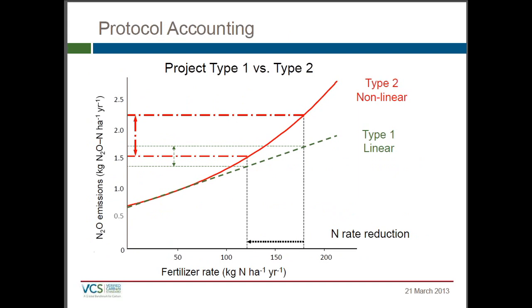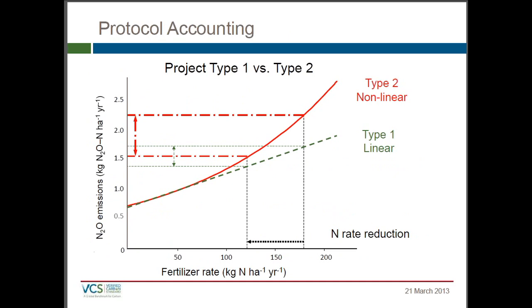So on the x-axis, you can see there's N fertilizer rate in units of kilograms of nitrogen per hectare per year, and on the y-axis, you can see nitrous oxide emissions in units of kilograms of nitrous oxide nitrogen per hectare per year. We see there the thick dashed green line, which shows the Type 1 linear relationship, the global linear relationship where 1% of the applied N is emitted as nitrous oxide nitrogen. The solid red curved line, the exponential line, is the MSU EPRI nonlinear relationship found as a result of the empirical field work conducted in Michigan.